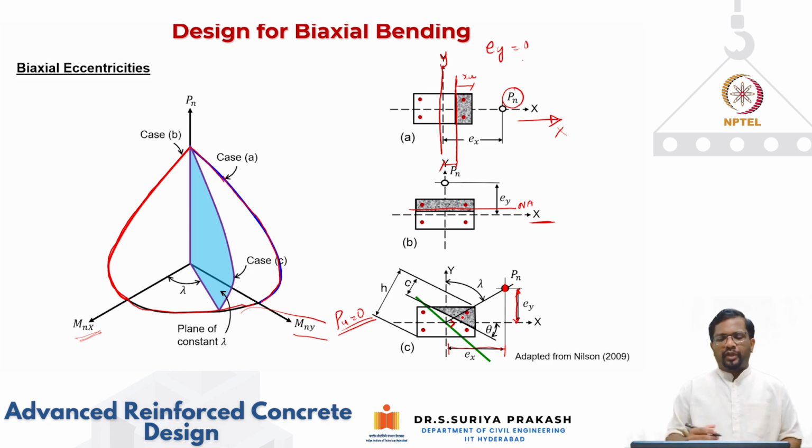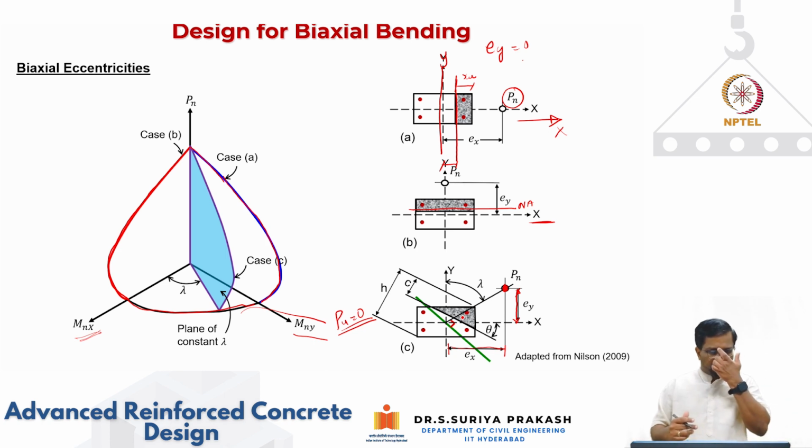So what would be the bending moment My? P multiplied by x. What would be the bending moment about x? Mx will be P multiplied by eccentricity E1. So this column will be subjected to axial compression P, bending moment Mx, and bending moment My. So you have all three combinations.